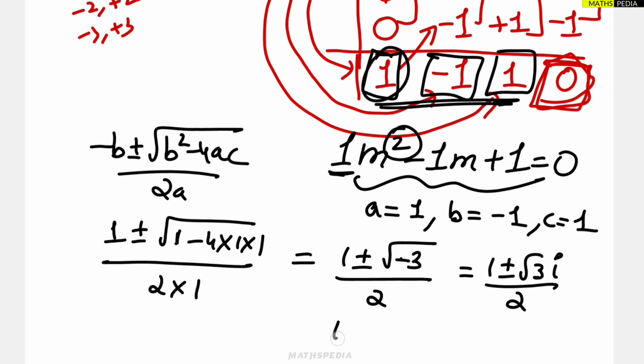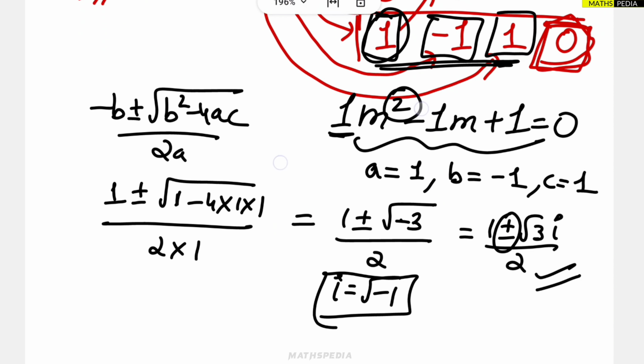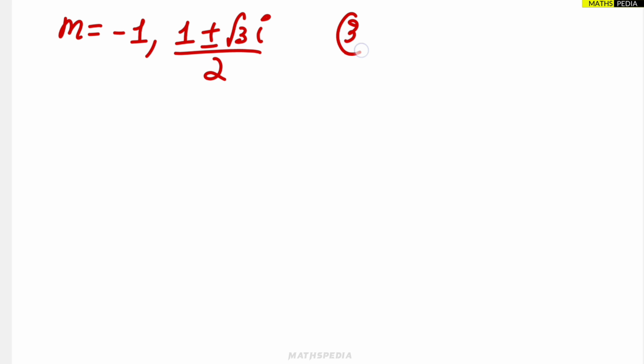Why did I write i? Because i is nothing but what? Iota squared is minus 1, so the square root of minus 1 is iota. That's why I have written i. Right? It is outside the bracket, outside the square root. So this is nothing but two solutions we got. One is plus, one is minus. So how many solutions did we get? Three roots we got. Now we have to form the YC value.